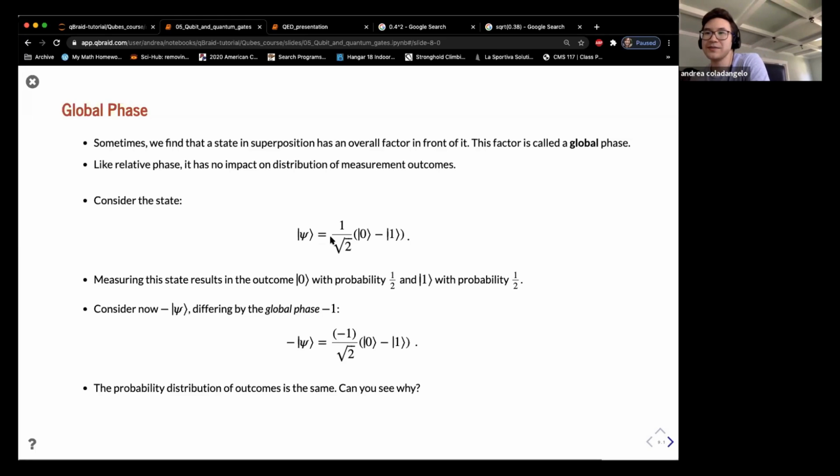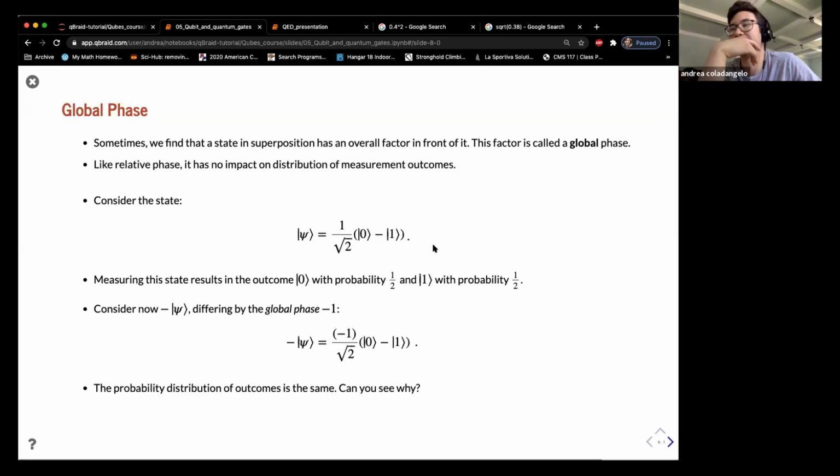So for example, you can consider the state psi, which is 1 over square root of 2, 0 minus 1. Measuring the state would result in getting outcome 0 with probability 1/2 and 1 with probability 1/2. And now consider the state minus psi. You can convince yourself that minus psi is also a valid qubit state, meaning it still satisfies the constraint that the modulo squared of the amplitudes sum to 1. But now this state differs by what we call a global phase of -1. There's a factor of -1 in front of psi. So both of the original amplitudes are multiplied by -1, as you can see here. And the probability distribution of the outcomes is the same.